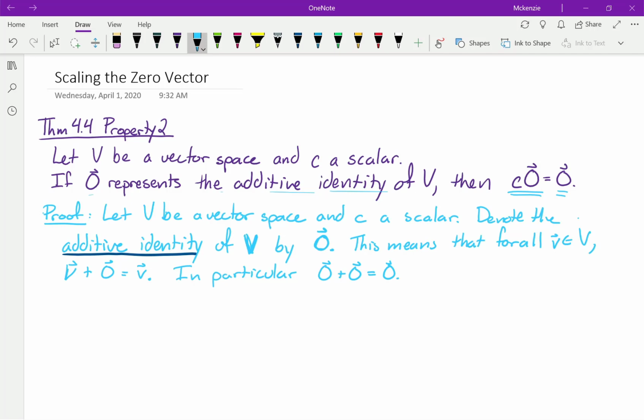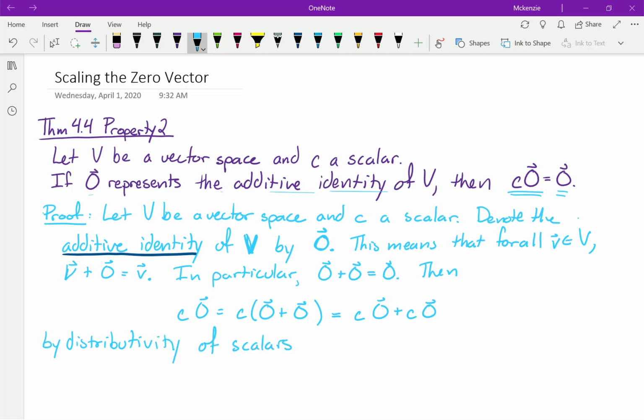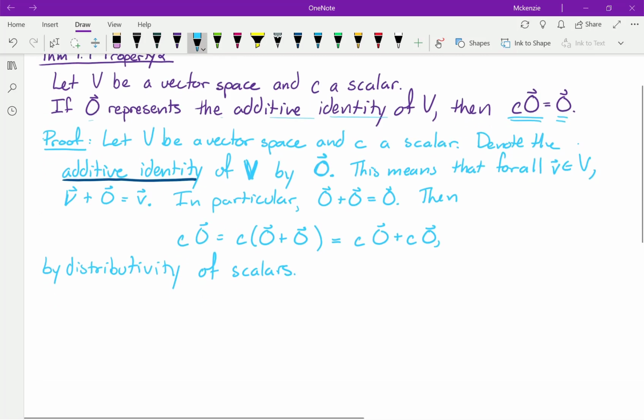So how can we use this? Well, let's just create a centered line. C times the zero vector should equal C times the zero vector plus the zero vector, right? We're just doing a substitution there with the additive identity. And then we can use our distributivity, or by distributivity of scalars, comma at the end of that.